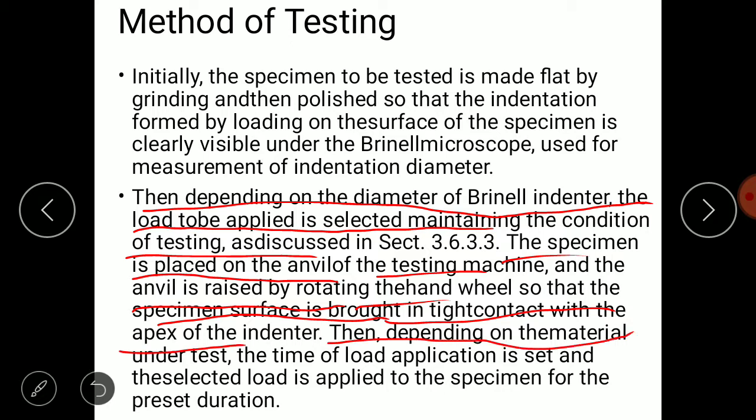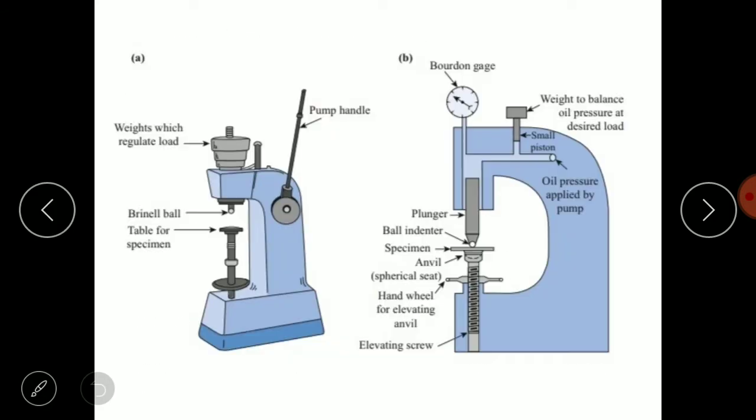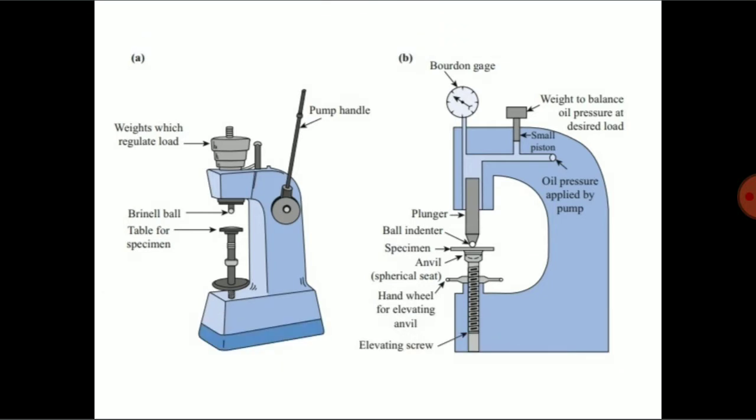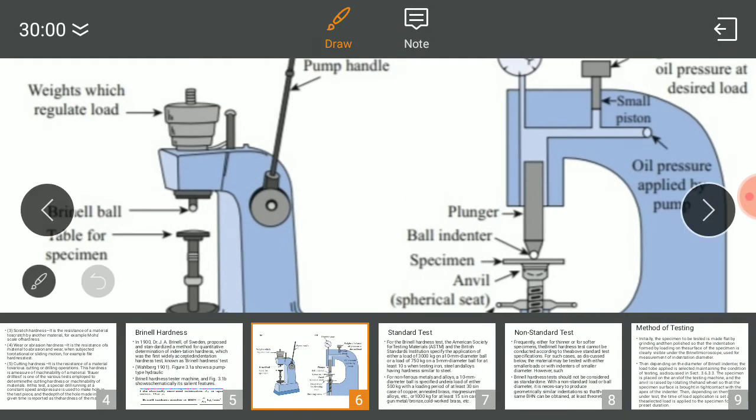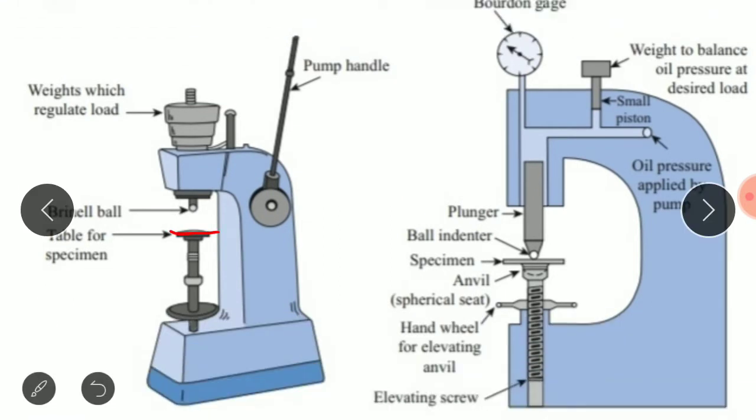Then, depending on the material being tested, the time of load application is set and the selected load is applied to the specimen for the preset time. That is what we can see from the diagram here. This is the anvil, under which the specimen is kept, and the anvil is raised to the tip of the indenter. Then we have to apply the load, depending on the material of the specimen, and we apply the load from here.